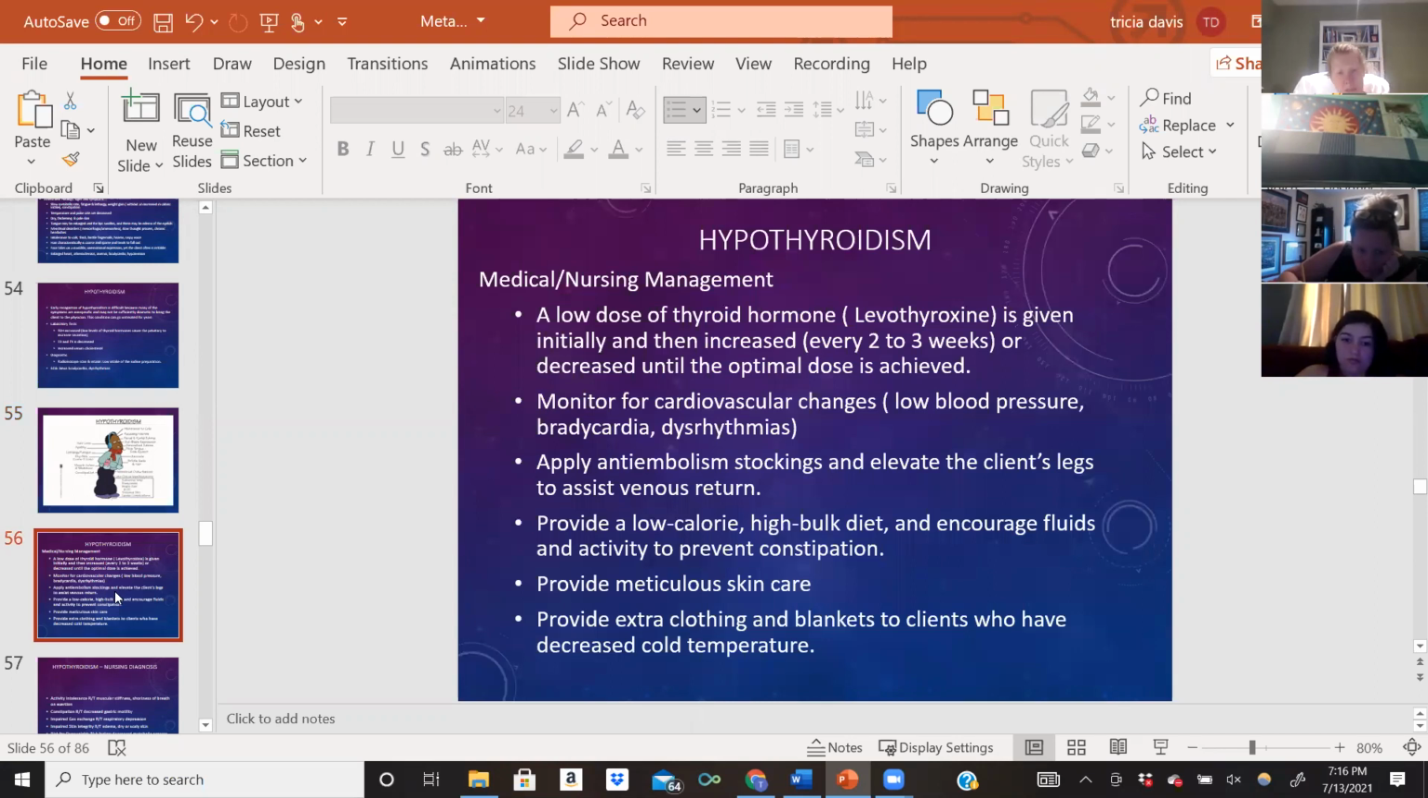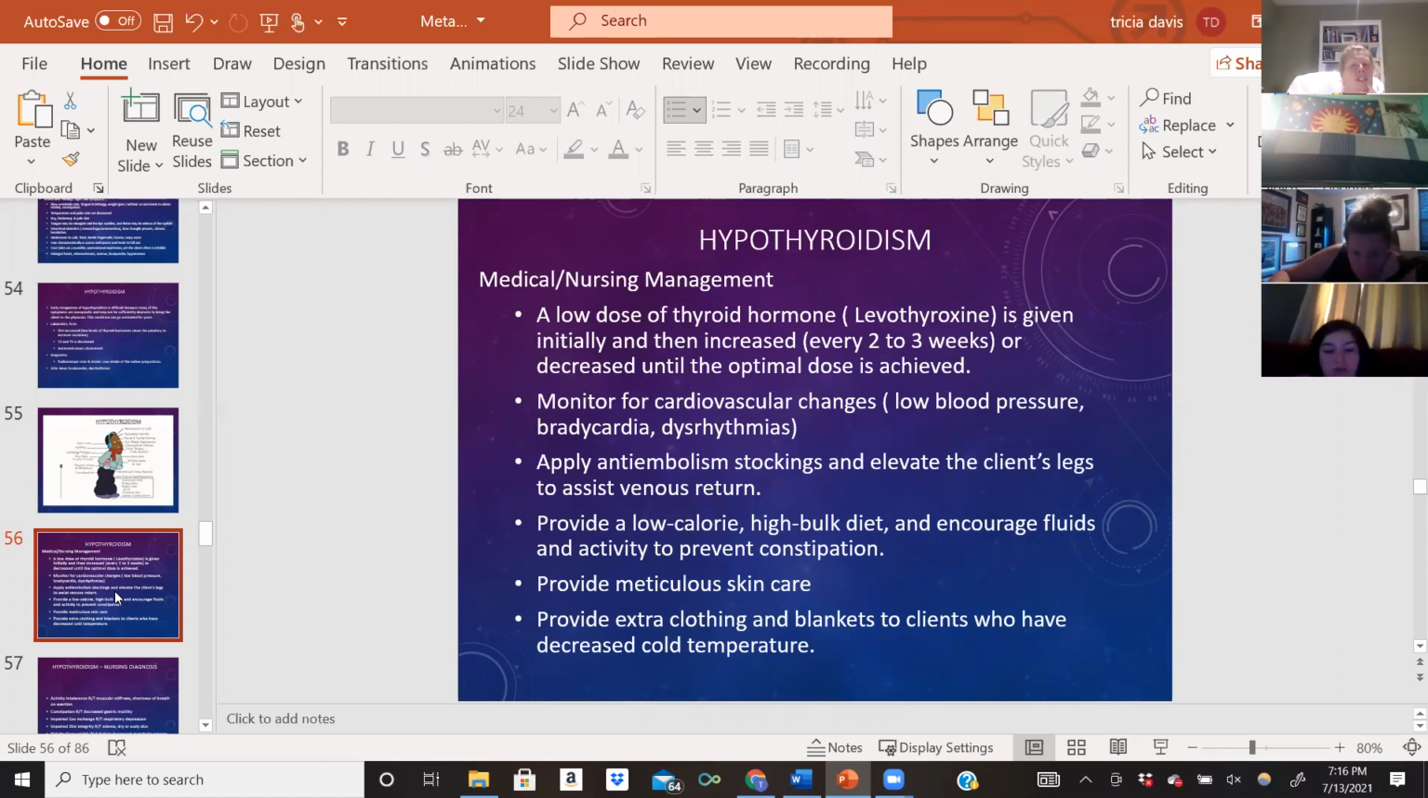So medical and nursing management, we are going to give these patients a low dose of thyroid hormone. Levothyroxine is what we give. So a low dose is given first when they first start, and then they increase the dose every 2 to 3 weeks until they achieve their optimal dose. So they're going to keep giving this medication, upping the dose, doing more labs, looking at the TSH, the T3 and T4, and then when it gets to the right level, they will stay at that dose, and that will be their maintenance dose.